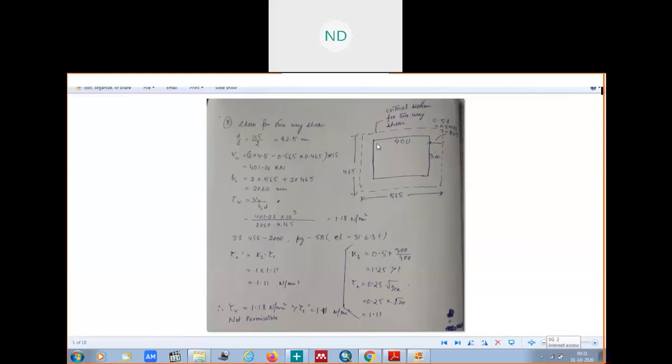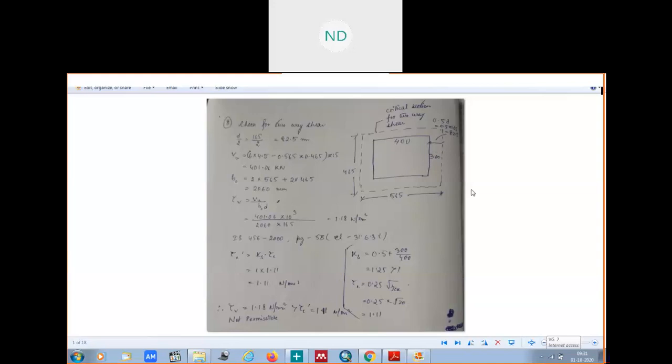show you once again. See, this was our column. According to IS code, we have to check the shear in the critical section. So we have to find out where our critical section is so that we can check for the shear. This was our column, 400 into 300 mm, in the first question. This was the longer side, this was the shorter side. According to IS code, the critical section is at a distance of 0.5 d, that means half of the effective depth.